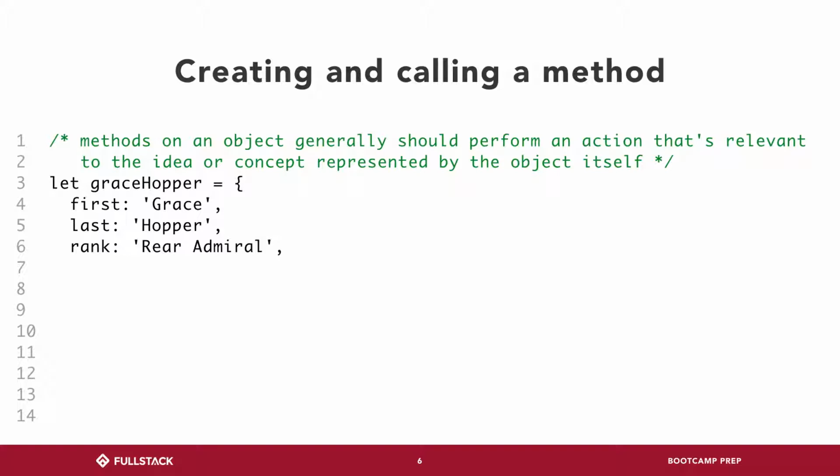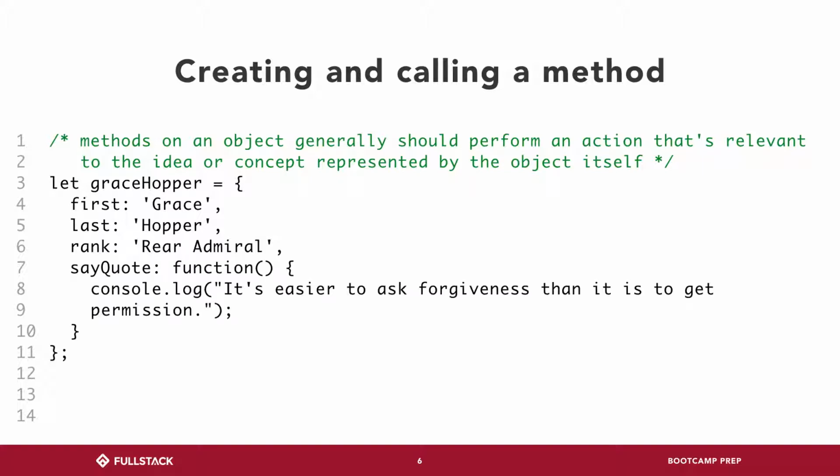So methods on an object generally should perform an action that's relevant to the idea or concept represented by the object itself. That last function was pretty useless. It just logged something out to the console. It didn't need to exist inside that object. In this case, we have another pretty useless function that's just going to log out a quote, but I guess the quote is relevant to Grace Hopper. Maybe that was something that she had said.